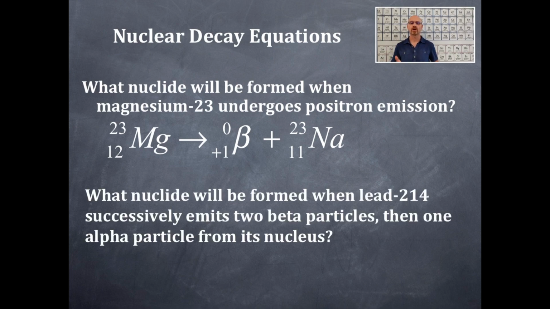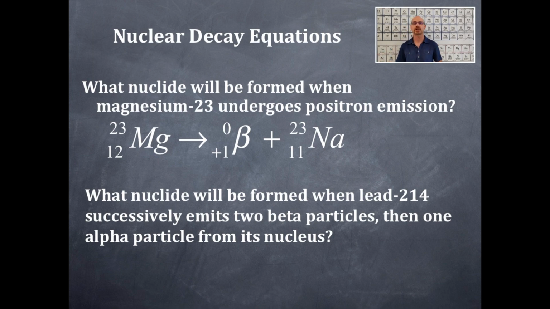Okay, we're going to do one more here. What nuclide will be formed when lead-214 successively, that's in sequence, emits two beta particles and then one alpha particle from its nucleus? Okay, so we're going to do this in sequence. You could combine the two beta particles together, multiply it by 2, and that would be fine. I don't know if your professor or instructor will go for that, but that's one way of doing the math really simple, and then you have to do the alpha particle. But we're going to do this in sequence, in steps.